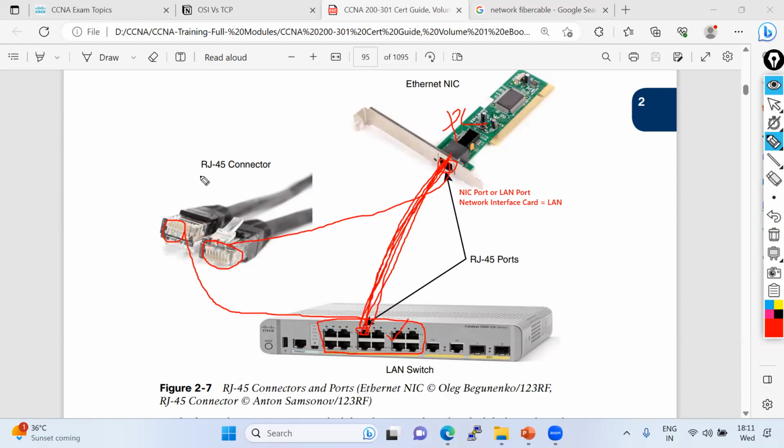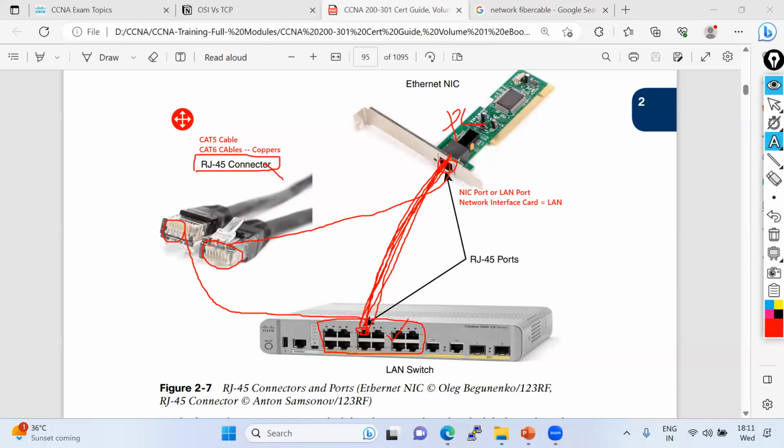So if I'm talking about the RJ45 connector, this is the RJ45 connector. This is always known as the copper port. It's always RJ45, Cat 5, Cat 6. There are two categories, Cat 5 cables or Cat 6 cables. They are all known as copper.